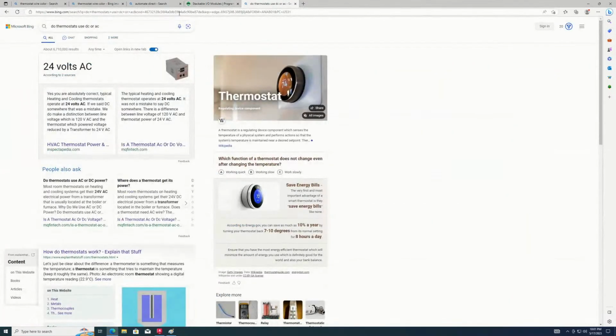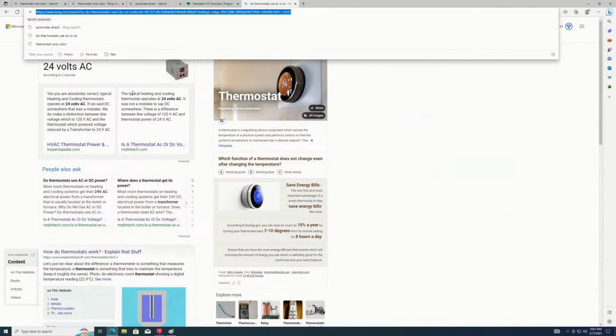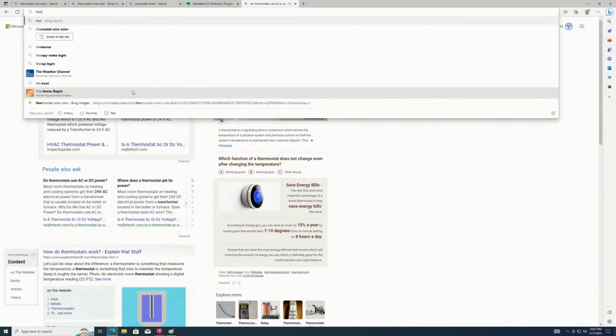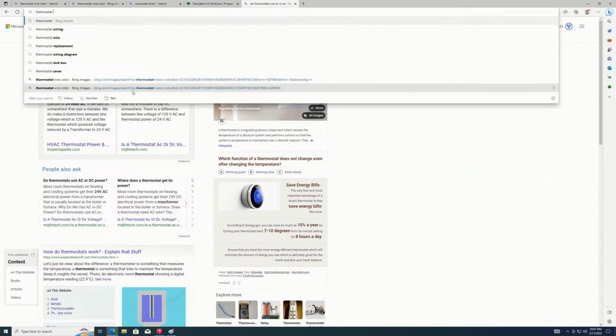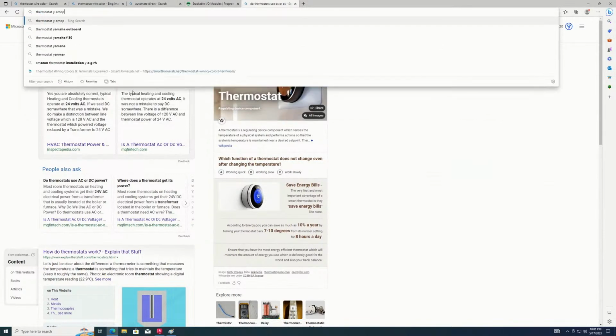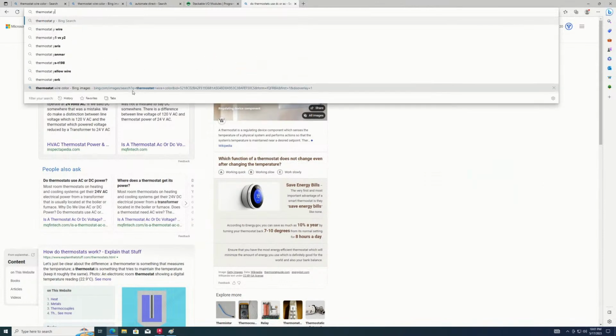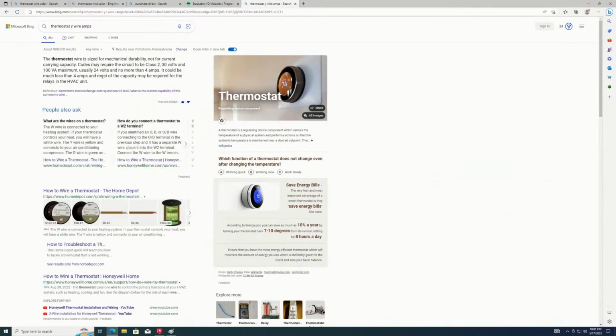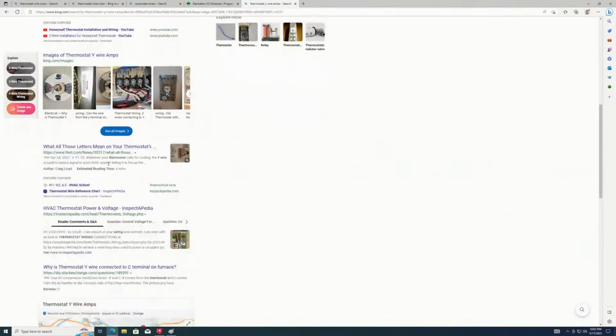actually, what voltage? What's the amperage of a, let's look at like Y, like amps. Wire. Amps. Let's look at what the Y, let's see, 24 volts. Cluster 8, yeah, what's the amperage on these?